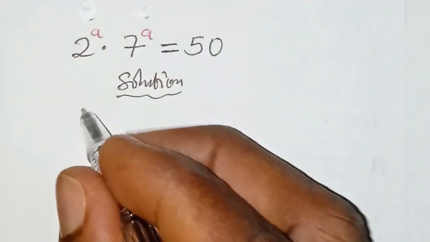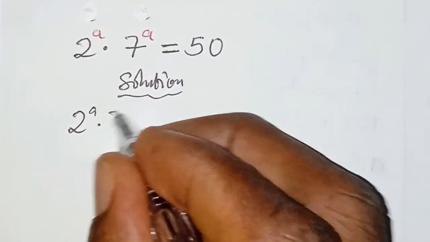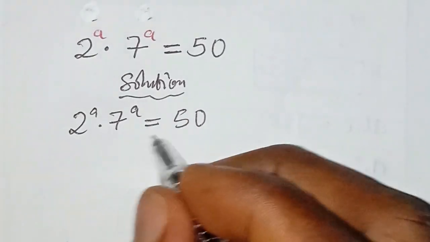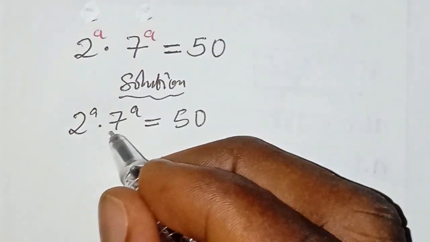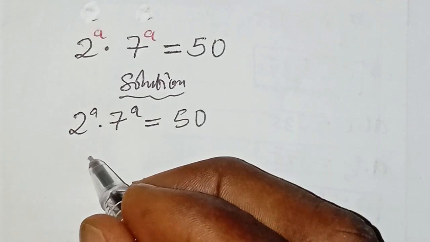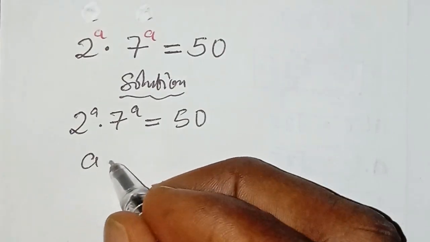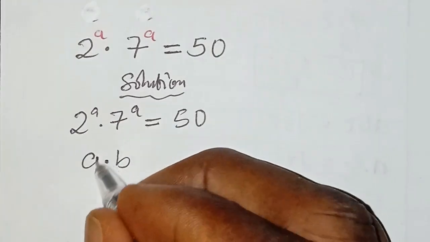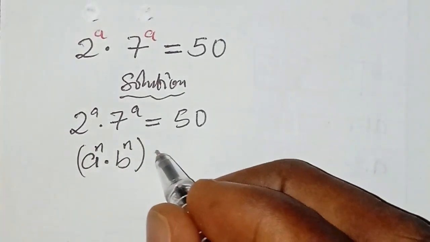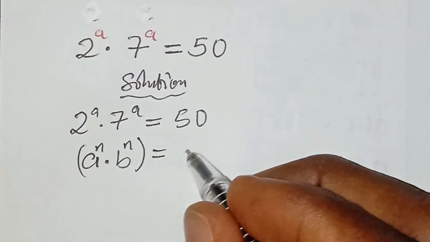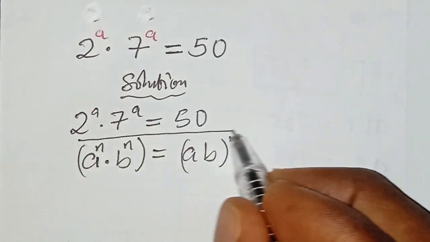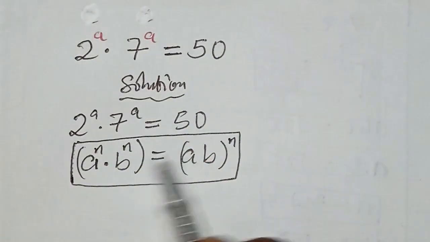From our solution, our question implies 2 to the power of a multiplied by 7 to the power of a equal to 50. So here, what we need to do first is to take care of the left hand side by considering this identity, which implies if you have base A and base B with power n on both, we can rewrite both as A multiplied by B in brackets, then the power exponent comes out of the bracket. So let's express this in this form.